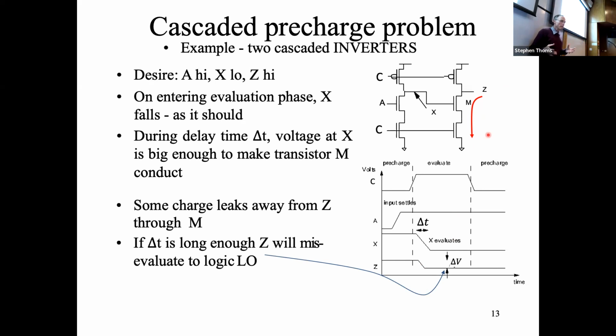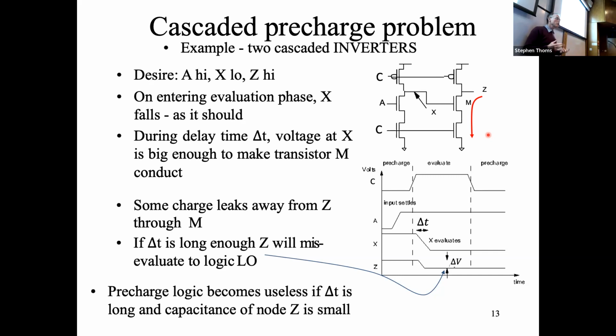Now, obviously, if delta T is big and if the capacitance of the node at Z is not very high, then it's going to fall more. So you can eventually get a situation where Z is misevaluated to a low. So pre-charge logic has a problem. If you connect one piece of pre-charge logic to another, and if the output of any of the gates is falling, then because initially it was high, which is only high for a short period, but initially it was high, that means that the next gate initially has the wrong input, and you can get an output that's incorrect.